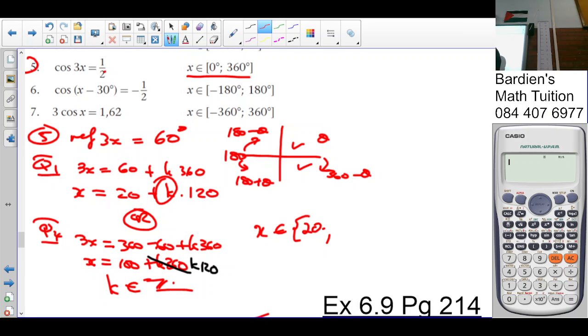Now we go k is 1. So we're going to get 140. If k is 2, it's going to give you 260. If k is 3, it's going to give you 380, which is outside the given domain. If I put minus 1, we have to see k there now, get negative 100, which is smaller than your lower boundary.